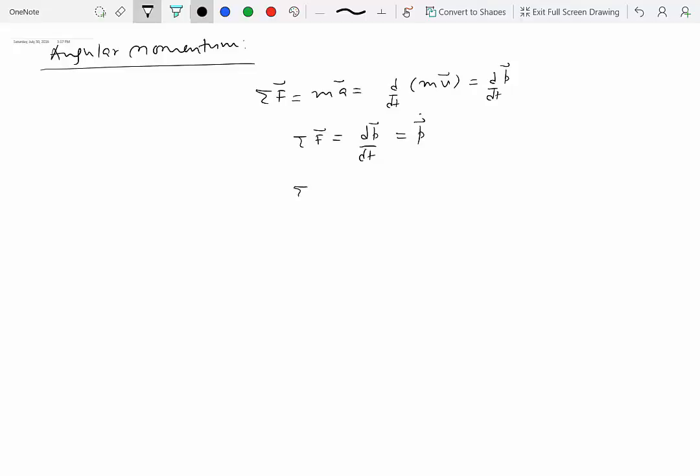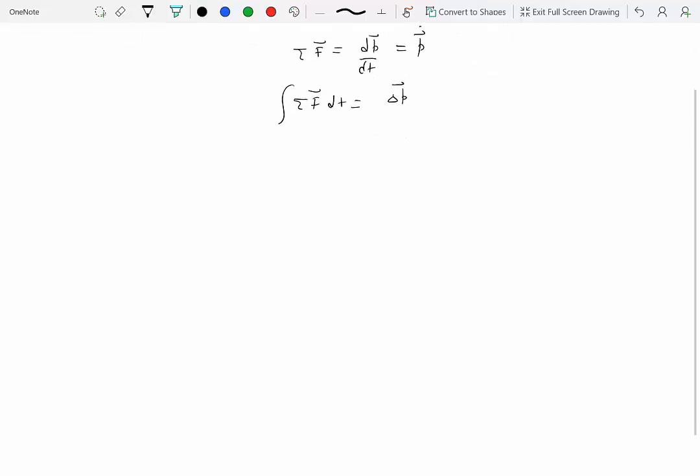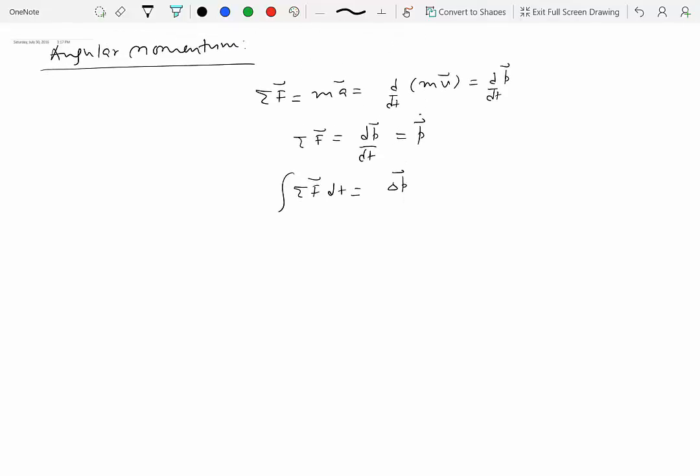And if we took dt on the left hand side and integrated it, we got the change in linear momentum, right? And we said that if the sum of the external forces on a particle is zero, then linear momentum is always conserved. And this could be true for a system of particles as well. There is another concept analogous to the concept of linear momentum called angular momentum.